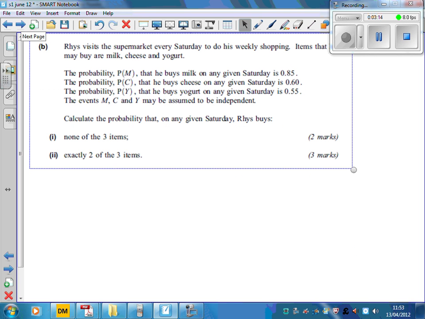Part B then, Reese is off shopping now and he's got 3 things to get, but he sometimes gets them, sometimes doesn't. Let's go for none of the 3 items. Well, if we don't want any things, we don't want milk, we don't want cheese, and we don't want yogurt. Not wanting milk is 0.15, just the opposite of that. No cheese is 0.4, the opposite of that. And no yogurt is 0.45, the opposite of that. Times all those things together, and you get 0.027.